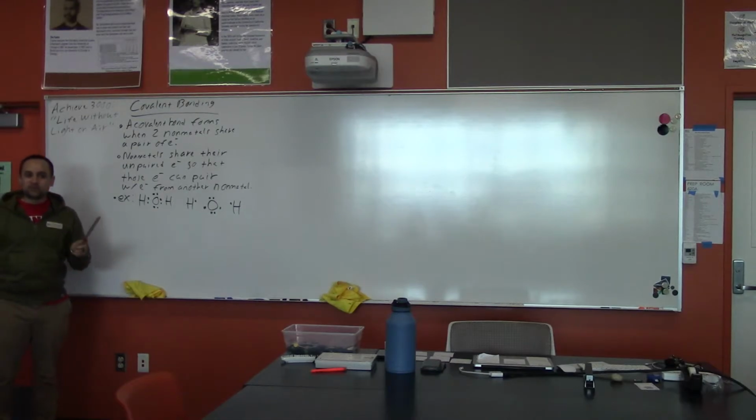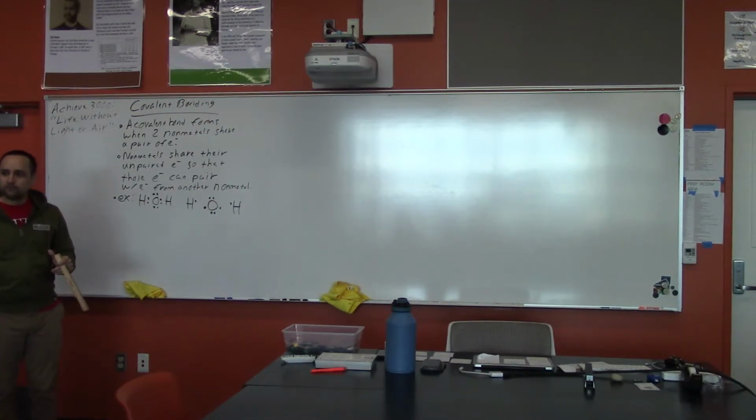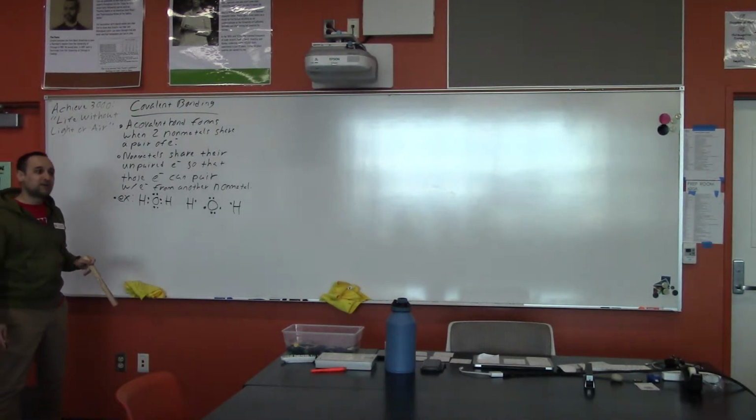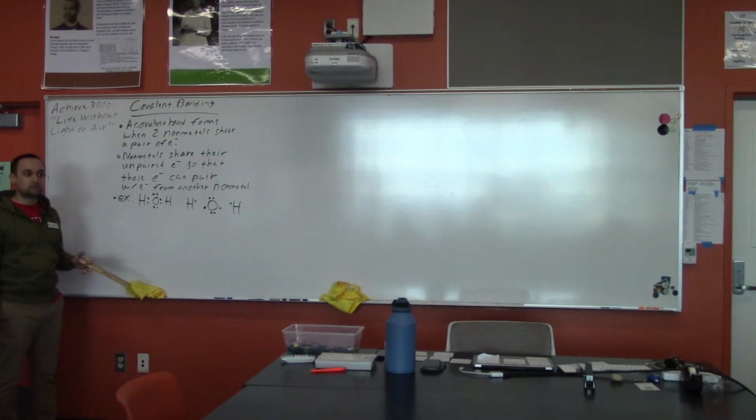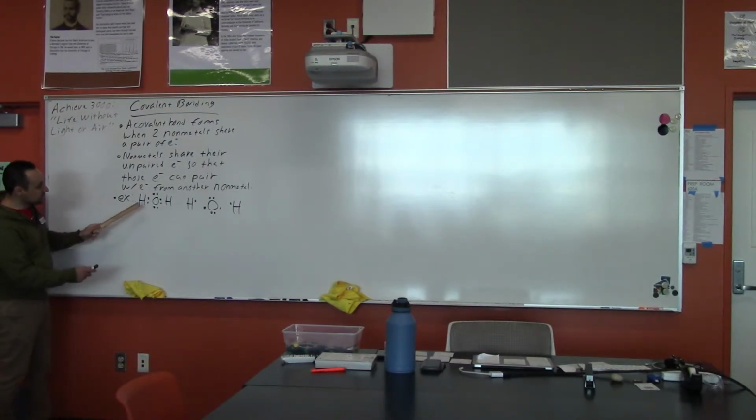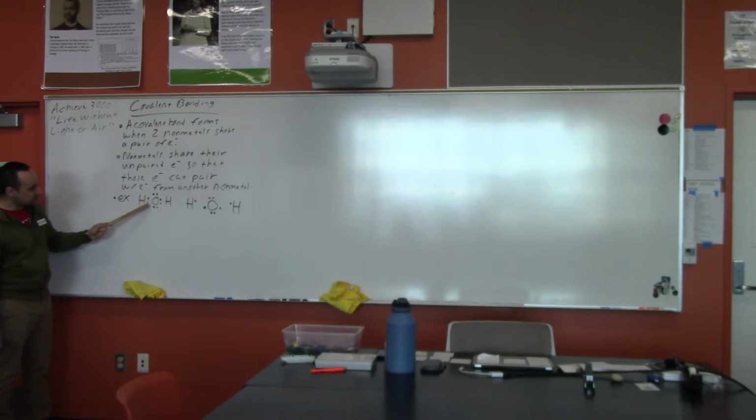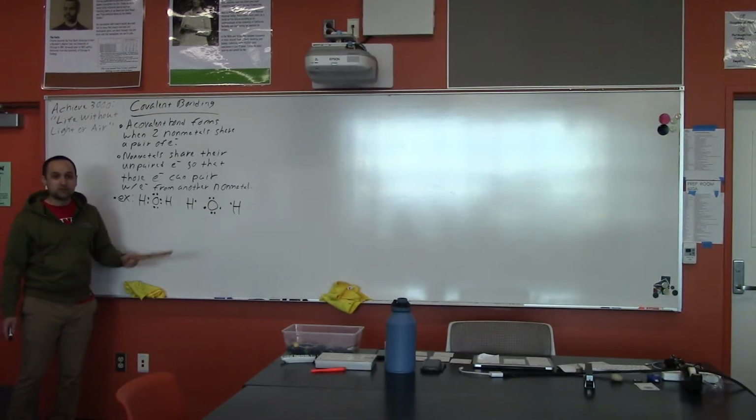Hydrogen is closest to which noble gas? Does anybody remember? Helium. Helium, good. How many valence electrons does helium have? 2. Right. So if you look over here, you can see this hydrogen now has access to how many valence electrons? 2, right? And oxygen is closest to neon.